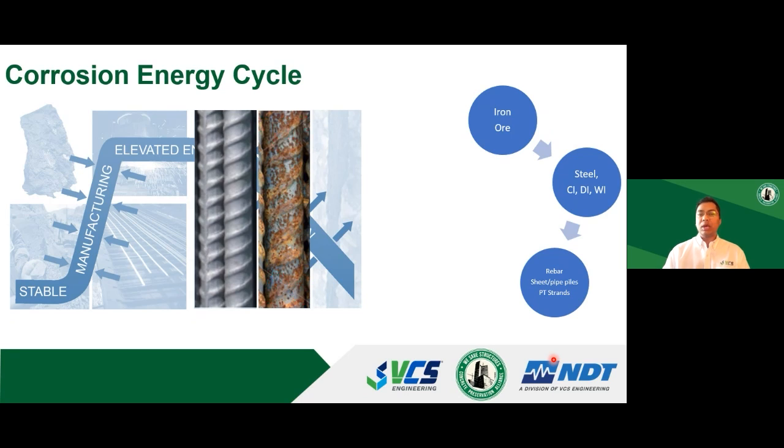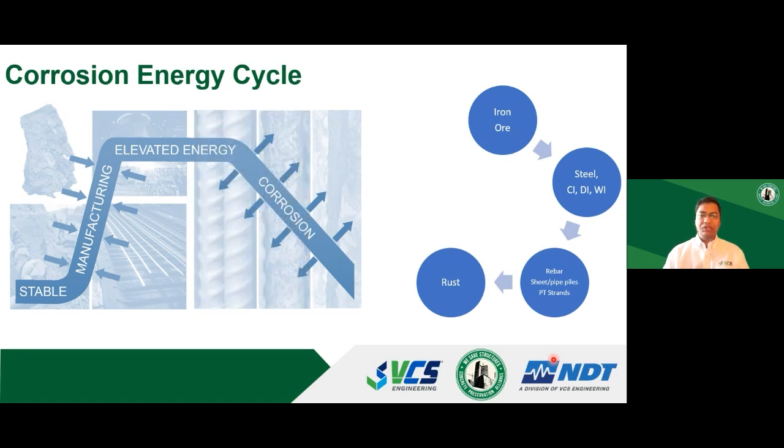And that's where the corrosion comes into play. Corrosion is just one of the ways where nature will take the energy back from the system, and the system will try to lower its energy. And as a consequence of corrosion, we find rusting happening on the steel and effectively section loss and failures.